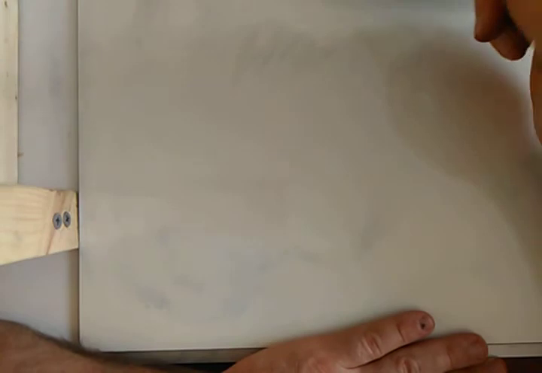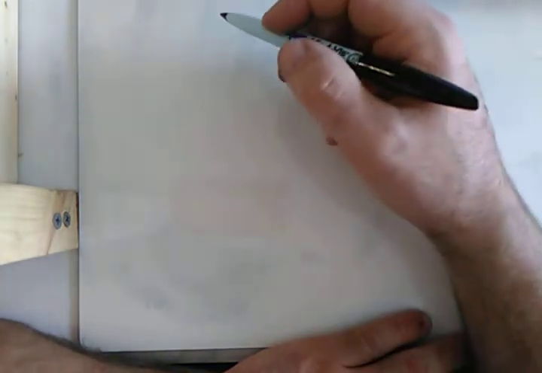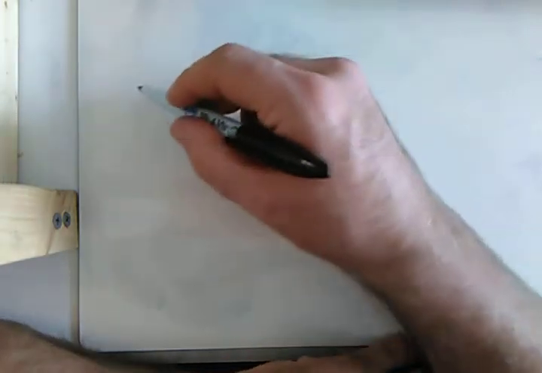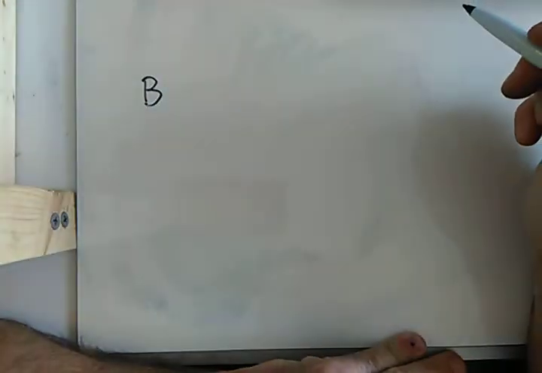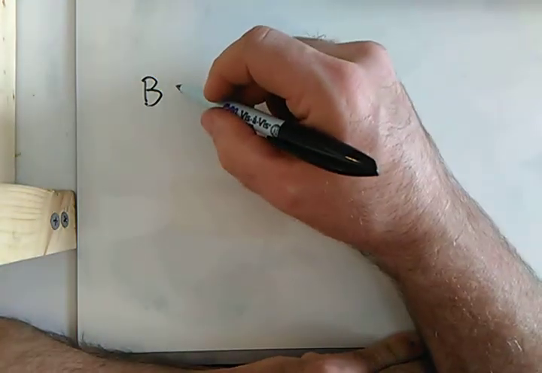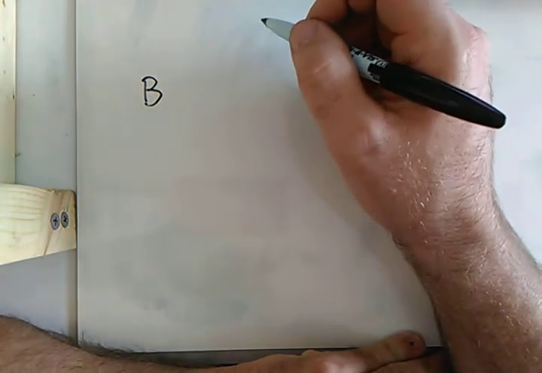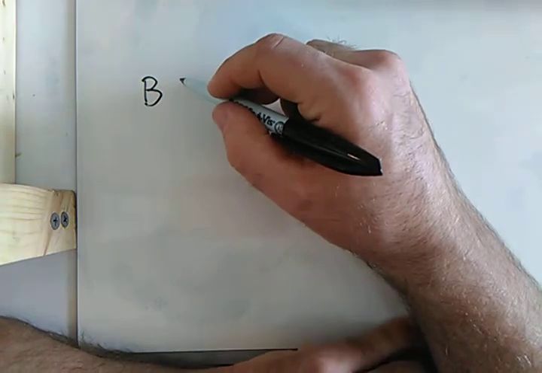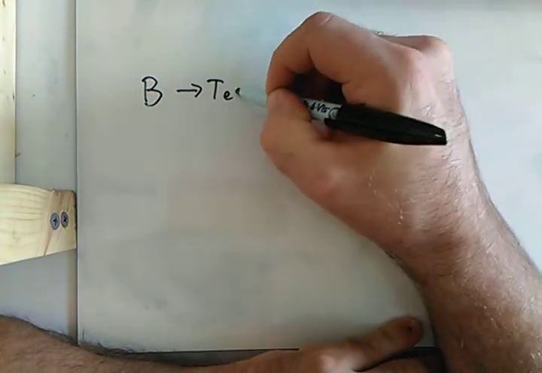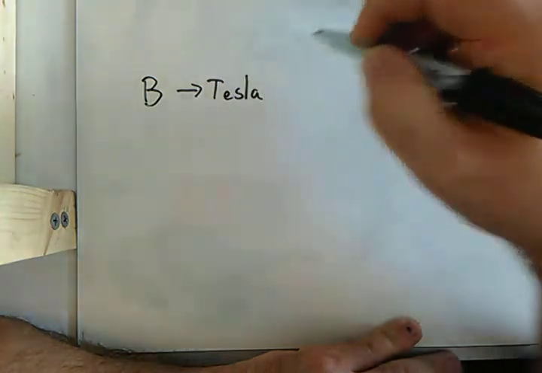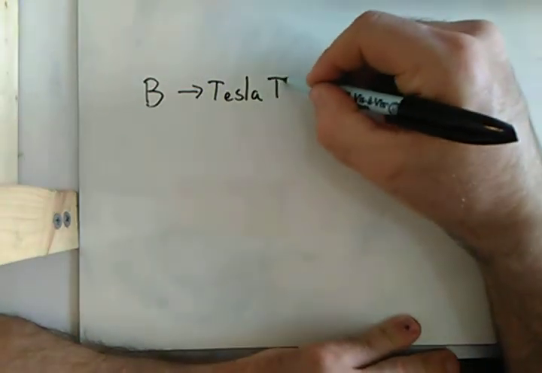So what I'll leave you with today with the magnetic fields is the units for magnetic fields. A magnetic field is denoted by the symbol B. Okay, this has a magnitude and a direction, so it is a vector. The unit of B is called the Tesla. Okay, T.